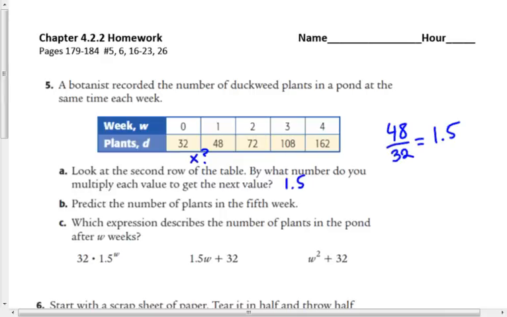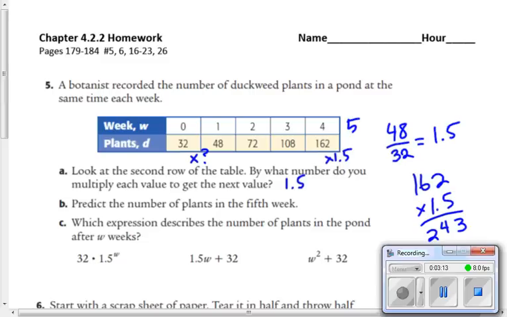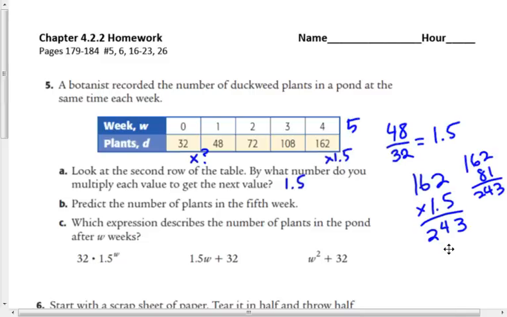And then the next part says predict the number of plants in the 5th week. So all we have to do is take 162 times 1.5. And I can do that over here. And that equals 240... 243. Okay? That doesn't seem right. It should be an even number. All right, so I just checked my math there. It's right, 243 in the 5th week.